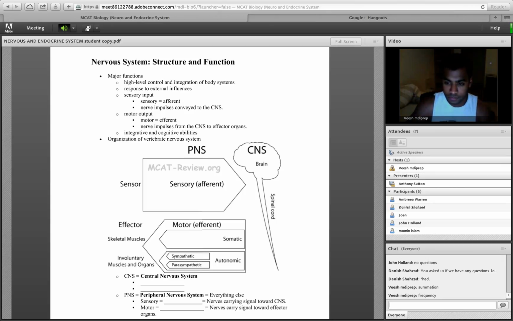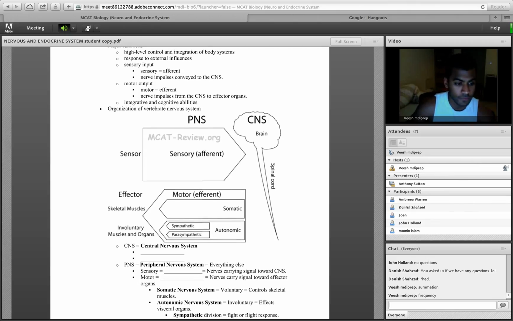Okay, so now in this diagram you can see how they're split up. The main distinction is between the central nervous system and the peripheral nervous system. So the central nervous system consists of the brain and the spinal cord, which are those blanks right there.